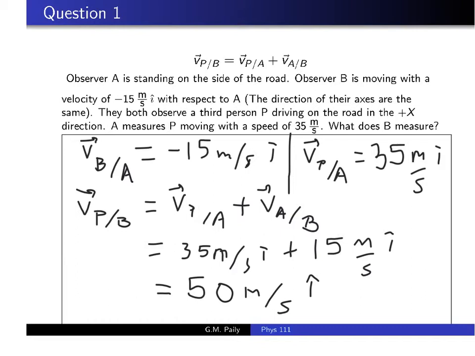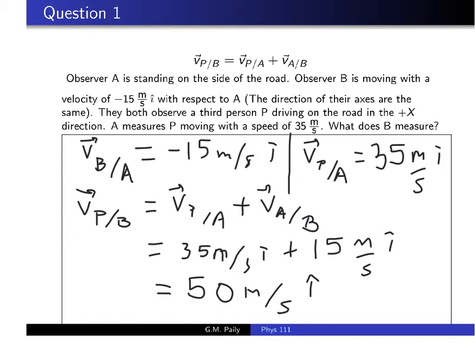Now let's think, does this make sense? Well, as far as A sees, P is moving in the positive x direction and B is moving in the negative x direction. We know from experience that if we are in a car and we see a car coming in the opposite direction, they look much faster compared to when we are standing on the ground and watching them. The same effect applies here.